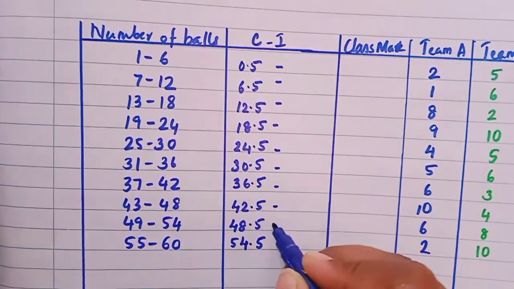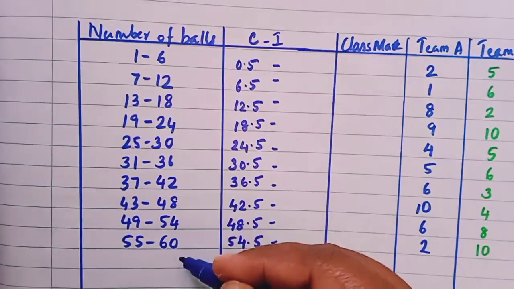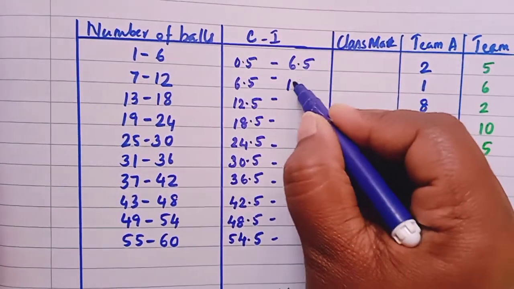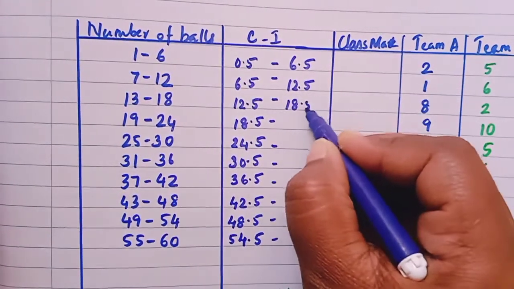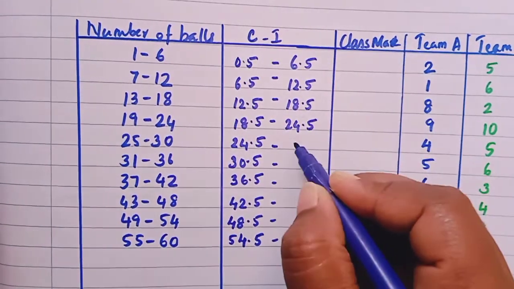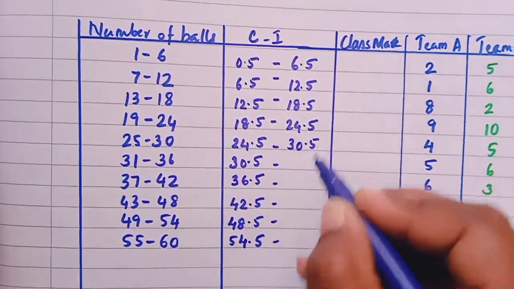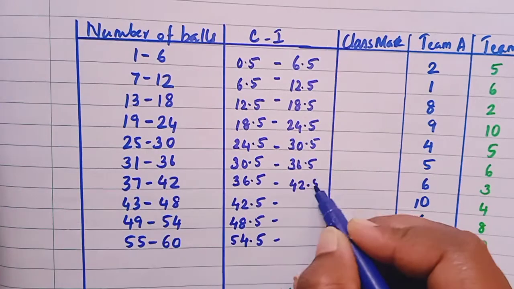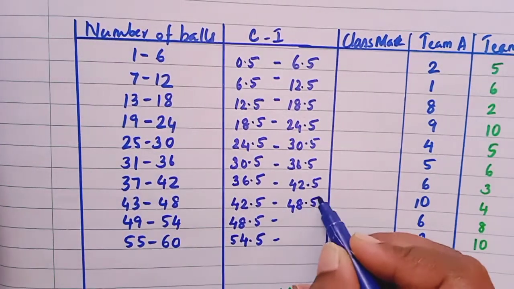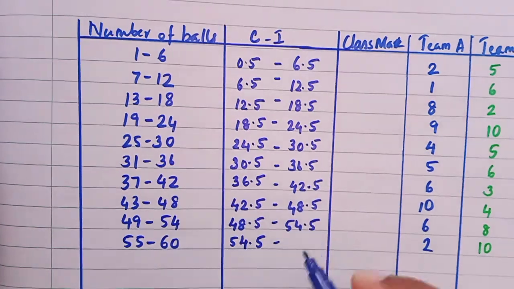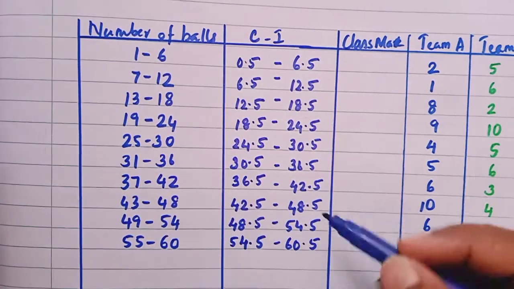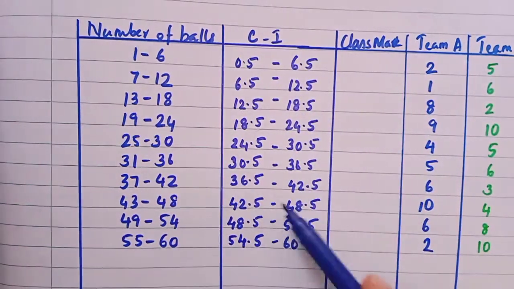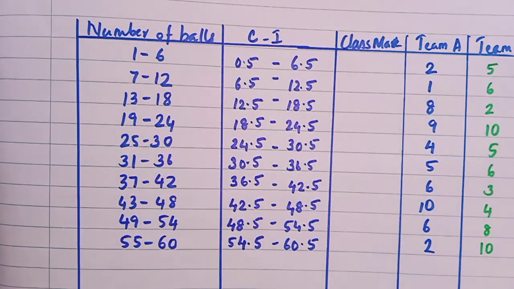For the upper limit, the same 0.5 you have to add now. Instead of subtracting, here you need to add, which is very easy. So now it will be 6.5, 12.5, 18.5, 24.5, 30.5, 36.5, 42.5, 48.5, 54.5 and 60.5. Now when you observe, the class intervals are continuous. Previously it was not a continuous class interval. Now this became a continuous class interval.